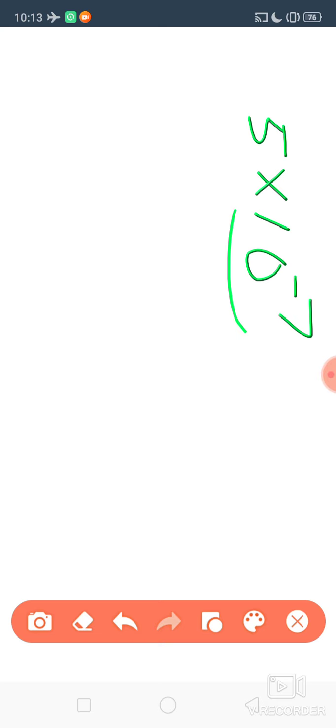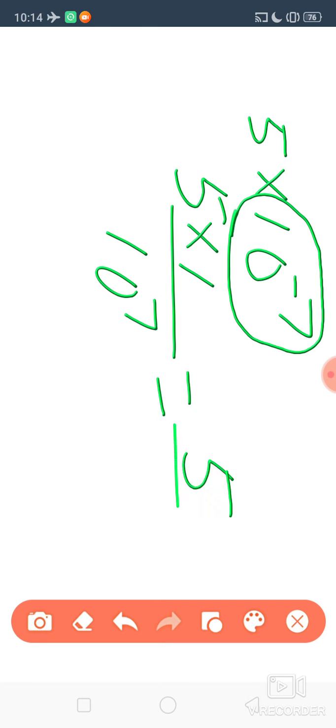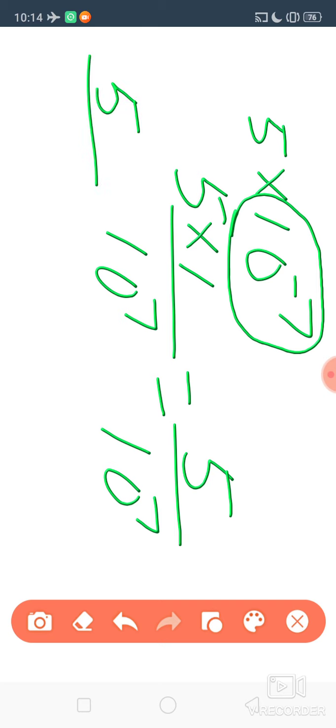So this 10 to the power minus 7, can we make this exponent plus? Yes, we can. So 10 to the power minus 7 can be written as 1 by 10 to the power 7, and with the 5, overall we'll get 5 by 10 to the power 7. Now 5 by 10 to the power 7 means what? 10 to the power 7 means 1 followed by 7 zeros: 1, 2, 3, 4, 5, 6 and 7.